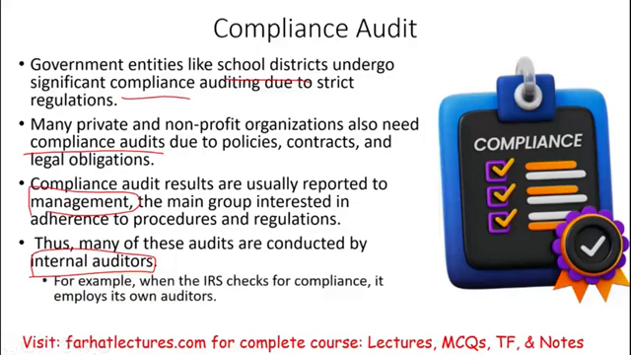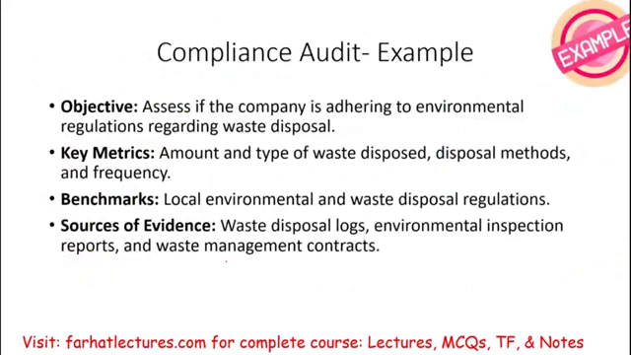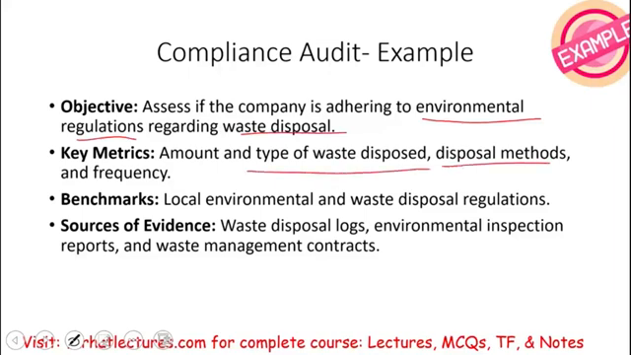Okay. For example, when the IRS checks for compliance, that's a compliance audit. When they check your tax return, that's a form of compliance audit. They want to make sure you are complying with IRS regulations. An example of a compliance audit would be if a company is adhering to environmental regulation regarding waste disposal. That's the objective. What do we look at? The amount and type of waste disposed, disposal method and frequency. The benchmark could be legal, environmental, and waste disposal regulation, local or federal. And the source evidence would be the waste disposal logs, environmental inspection reports, and waste management records.